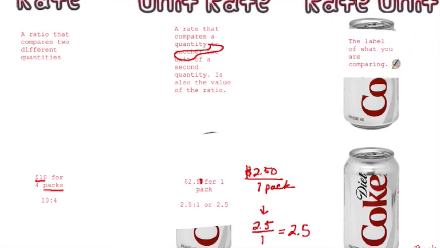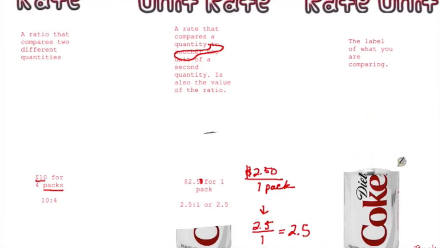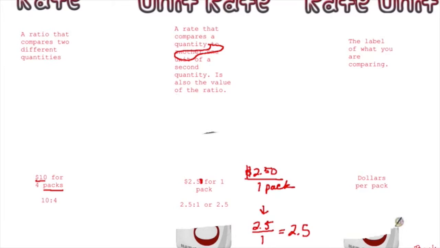And then your rate unit, it's the label that you are comparing. So the label of what you're comparing. In this case, I was comparing dollars per pack. So my rate unit was dollars per pack. And you can write this as dollars per pack as well. So when you're looking at this line here, that line tells us per.